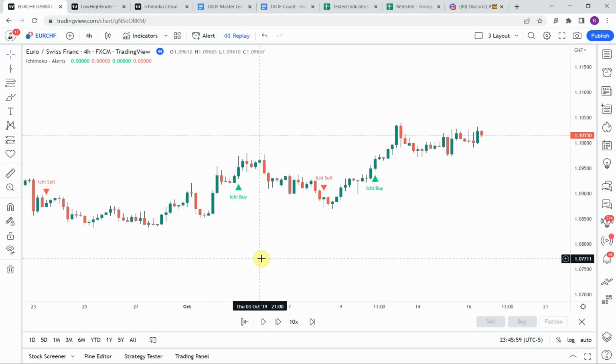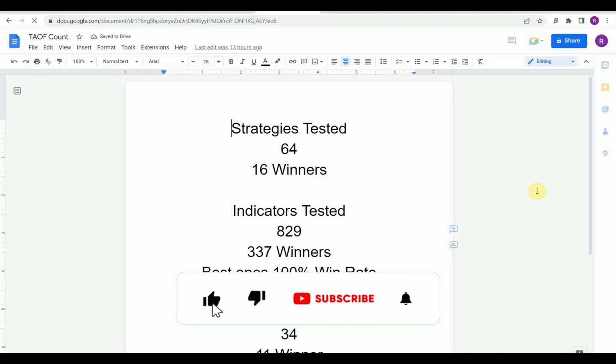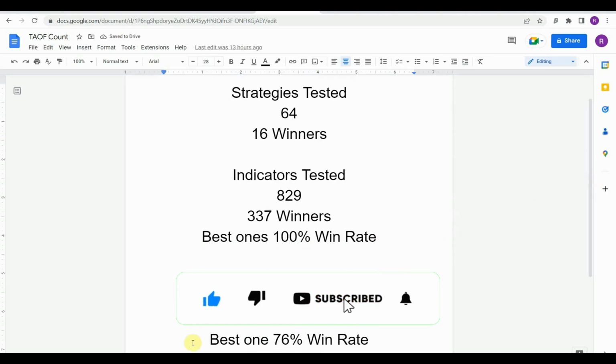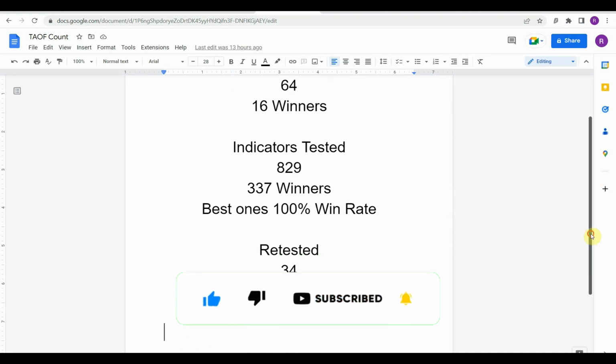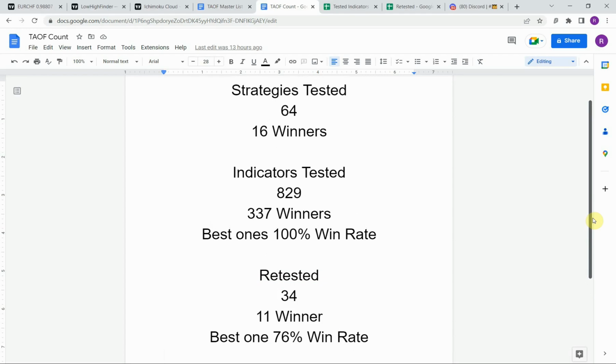Alright, as I said, today we will be doing an advanced testing of the Ichimoku Cloud Indicator. Before we do though, I wanted to put the testing scoreboard up for everyone to see. So to date, we have tested a total of 64 different strategies, with 16 of them being profitable. We've also tested a total of 829 indicators, with 337 of them being winners. The best ones so far were able to achieve a 100% win rate.